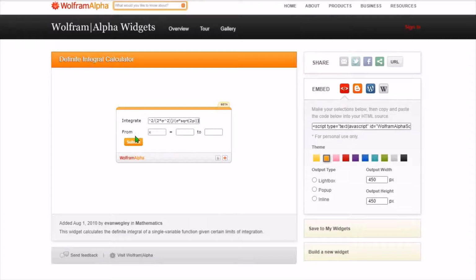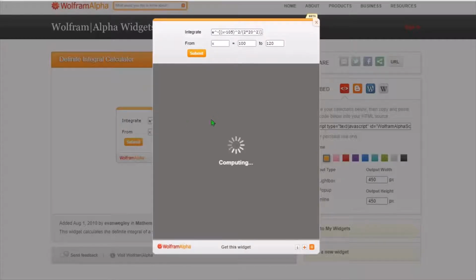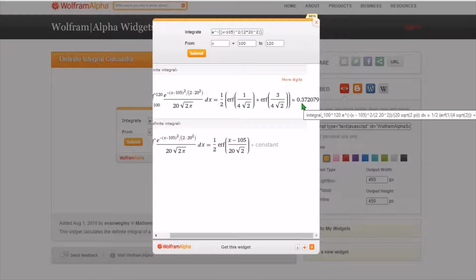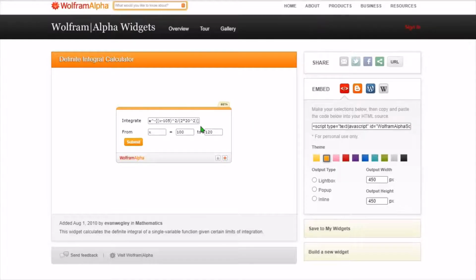Let's say you're computing x from 100 to 120, and let's say your expectation mu is 105, and your sigma is 20. So you have to change sigma here to 20 and then submit. So this is the integral value, 0.372079, which is 37.2%. Let's say in this integral you would like to know the probability that x is less than 110. So from negative infinity to 110.